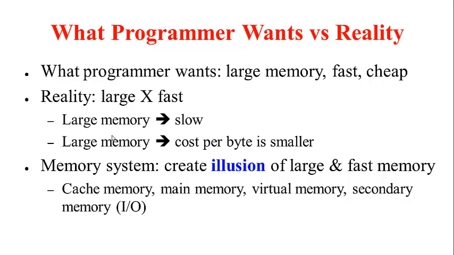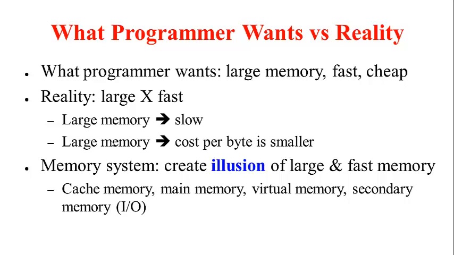In reality, for fundamental reasons, large memory is almost the opposite of fast memory. The larger the memory unit, the slower it is going to be. Although large memory typically costs lesser per byte compared to smaller memory, larger memory is necessarily slow. So the design objective of the memory system can be stated in a single line as creating an illusion of large and fast memory. Large and fast memory is not possible in reality, so the memory system creates an illusion of large and fast memory.